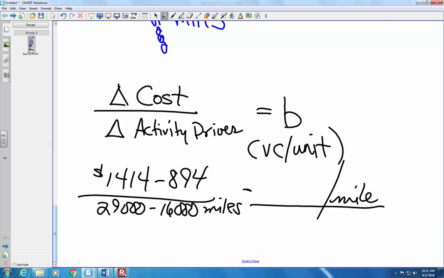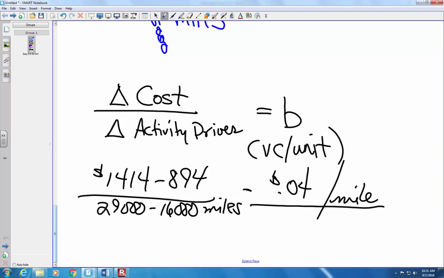The reason that it's higher at 29,000 miles than at 16,000 miles is because a portion of the cost is variable. So we need to flesh out what that variable cost per activity driver is, and in this case it's miles. $0.04 per mile.